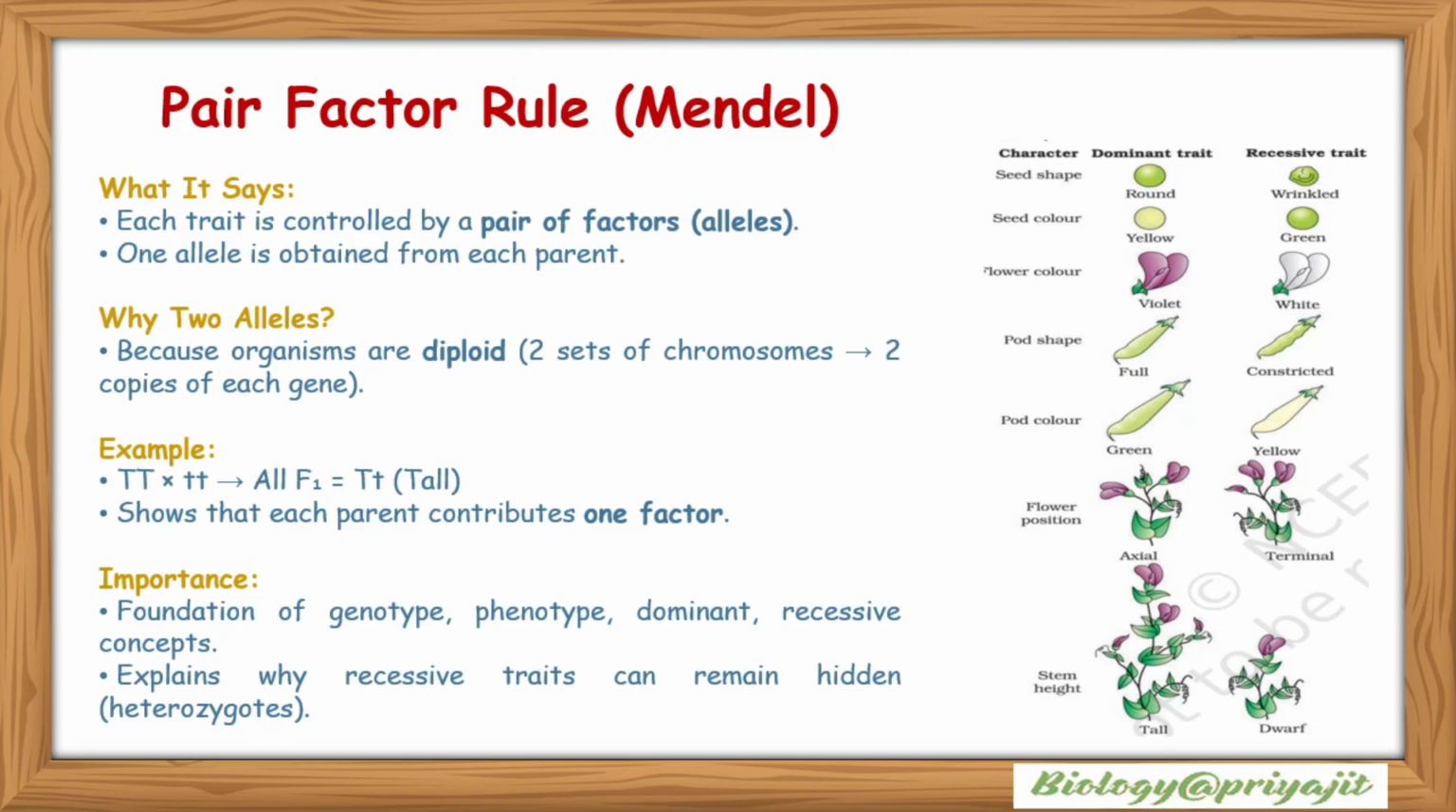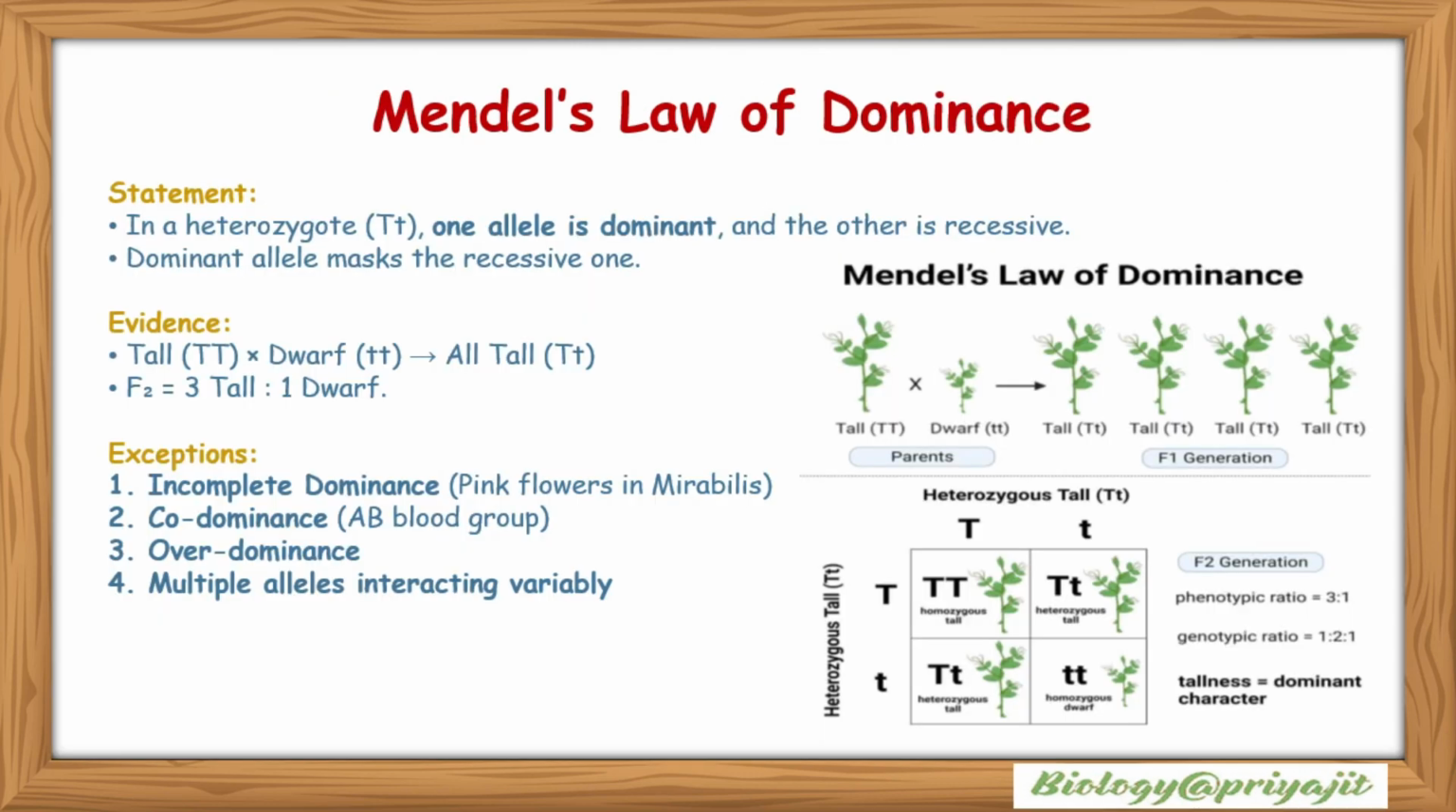It explains why recessive traits can remain hidden, that is, in the case of heterozygotes. That is the image showing the 7 discrete characters and their dominant and recessive traits. Mendel's law of dominance statement: in a heterozygote, capital T small t, one allele is dominant and the other is recessive. The dominant allele masks the recessive one. Evidence: when capital T is crossed with small t, all are tall, capital T small t, and in F2, 3 tall to 1 dwarf. Exceptions are incomplete dominance, codominance, over-dominance, and multiple alleles interacting variably.